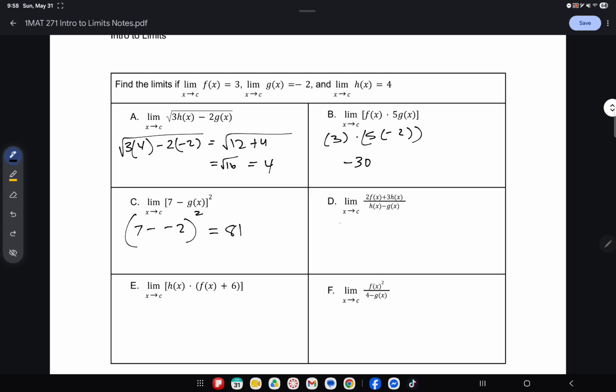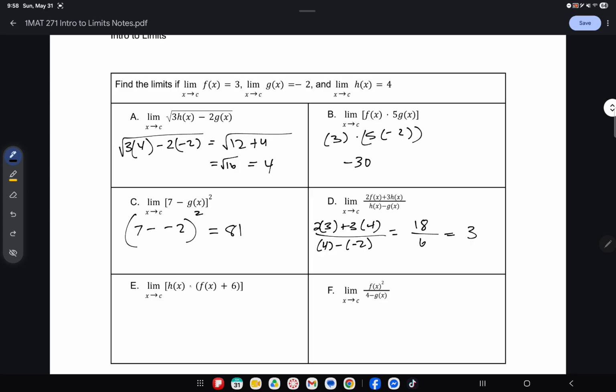All right, this one's a lot to break up here. So we'll do division. 2 times the limit for f, which was 3, plus 3 times the limit for h, which was 4, over limit for 4 minus limit for g. So 2 times 3 is 6, and 3 times 4 is 12, 6 and 12 makes 18. And then 4 minus -2 is 6. And so final answer of 3.